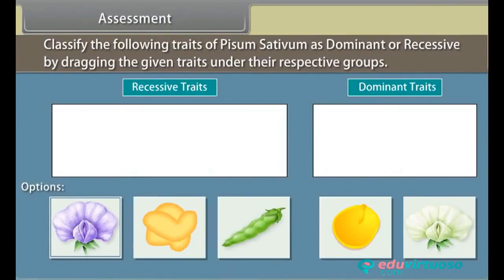Assessment. Before proceeding further, let us know how much we have learned.